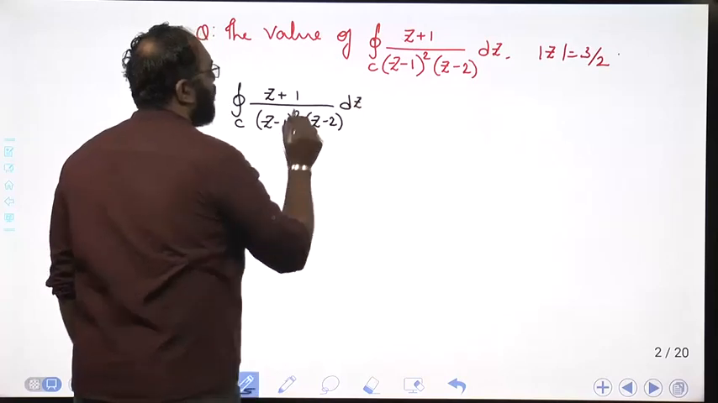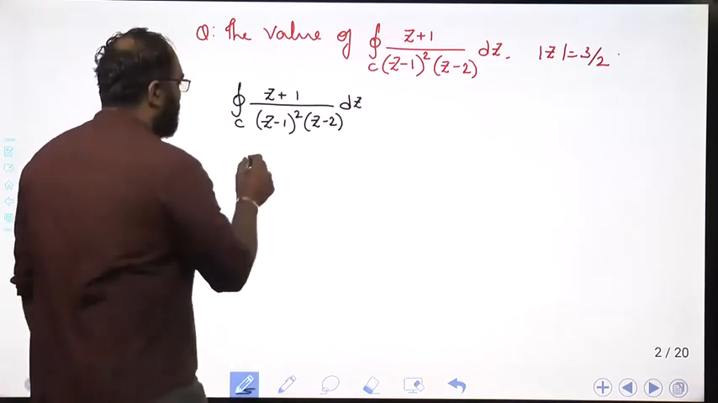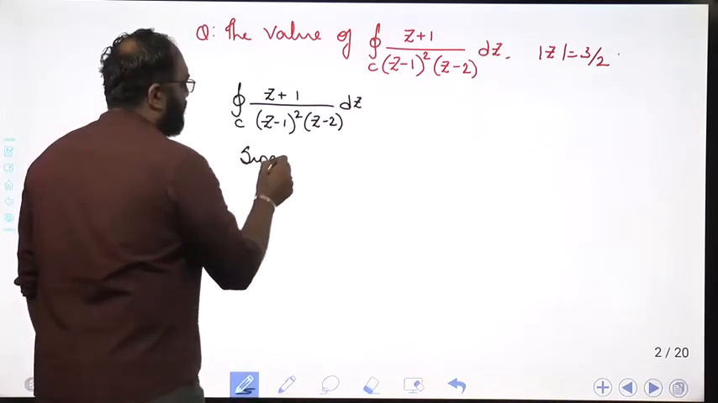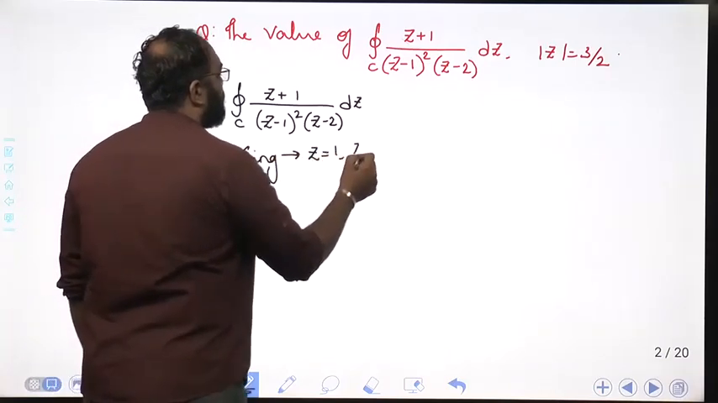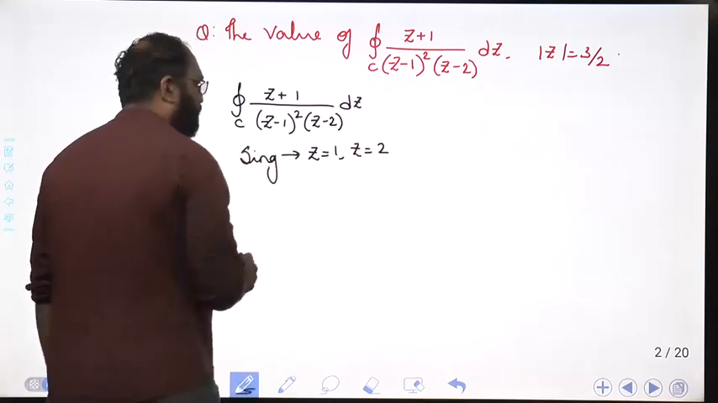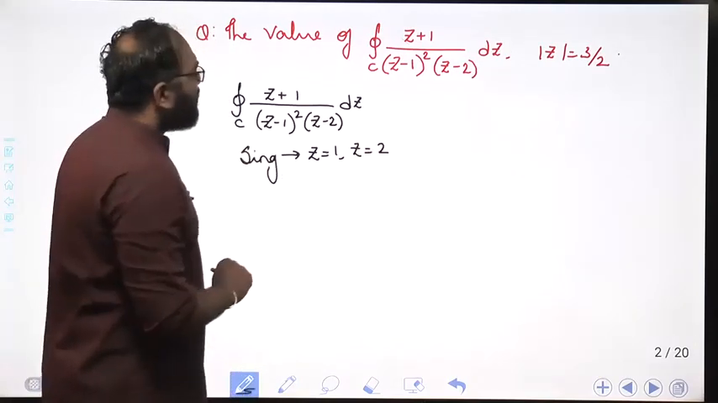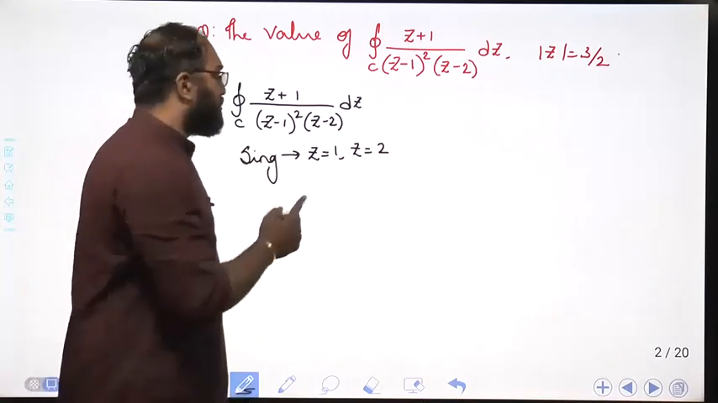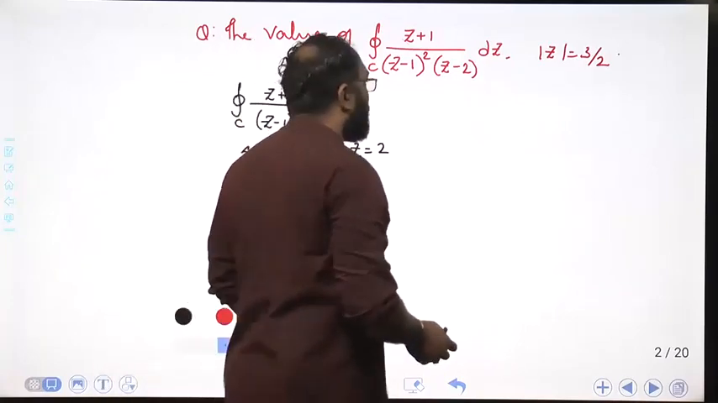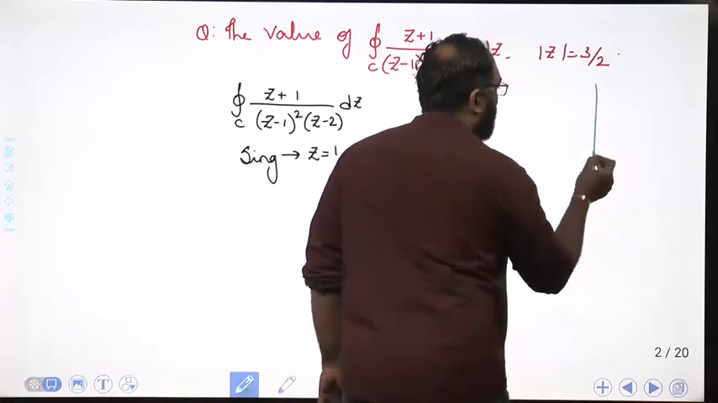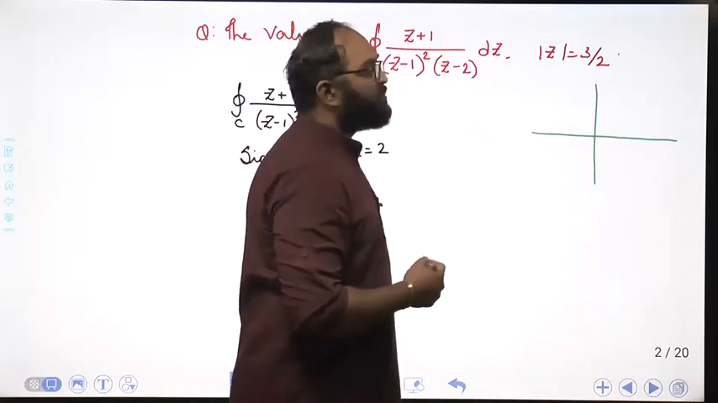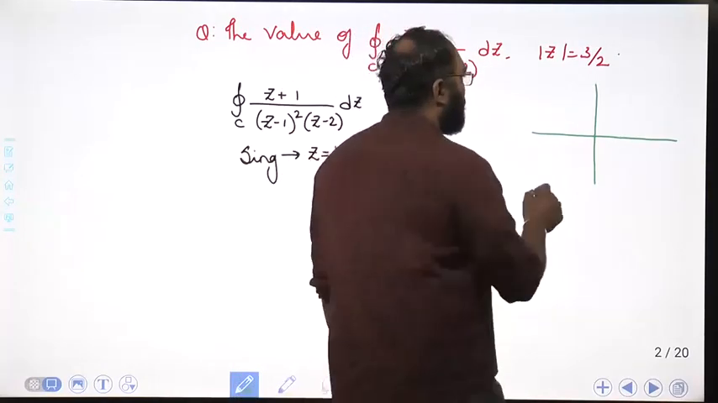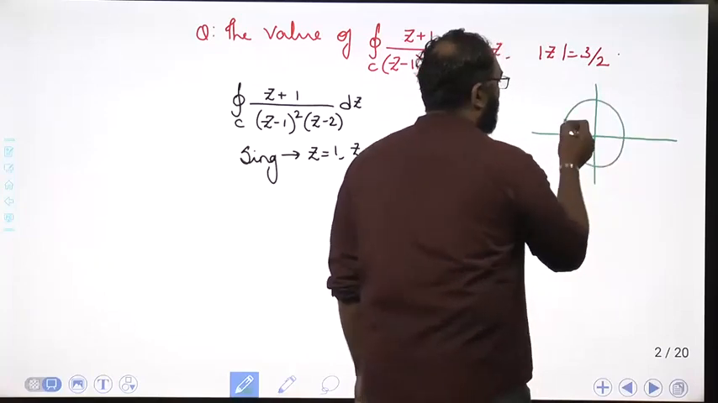Clear? So what are the points of singularities? The singular points are z equals 1 and z equals 2. Among these two, which one is lying inside the circle? What is the circle that is given? Mod z equals 3 by 2. That means the center is the origin and the radius is 3 by 2, which is 1.5, right? This is the circle we have.